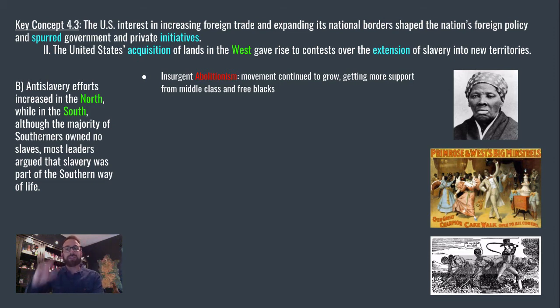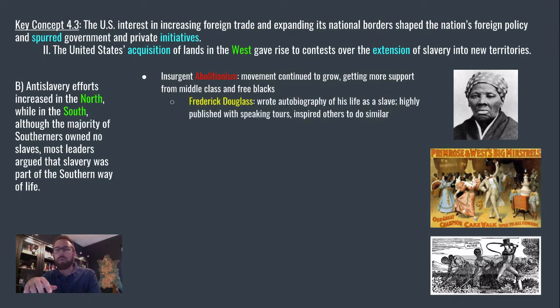Now, as the North and the Midwest, and later the West, move away from slavery, the abolitionism movement grows. Let me give you some proper noun details to go along with this. One of the most prominent abolitionists, later on than William Lloyd Garrison, is Frederick Douglass. Frederick Douglass was a former slave from Maryland who escaped to freedom by heading north.